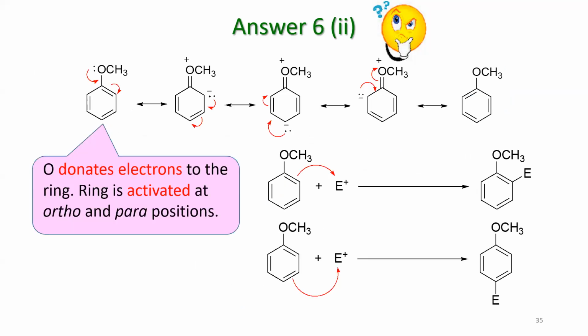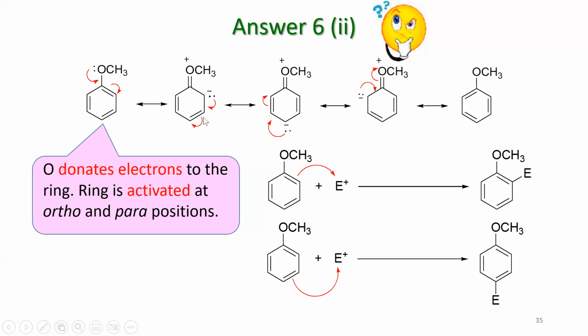Okay, next example, OCH3. Now you can see OCH3 is an electron donating group. You have a lone pair of electrons on oxygen, so it donates like this, and ortho and para positions are more electron rich. More density of electrons is on the ortho and para positions. So the ring is generally activated, and ortho and para positions are more activated, so that you can get either an ortho product or a para product.